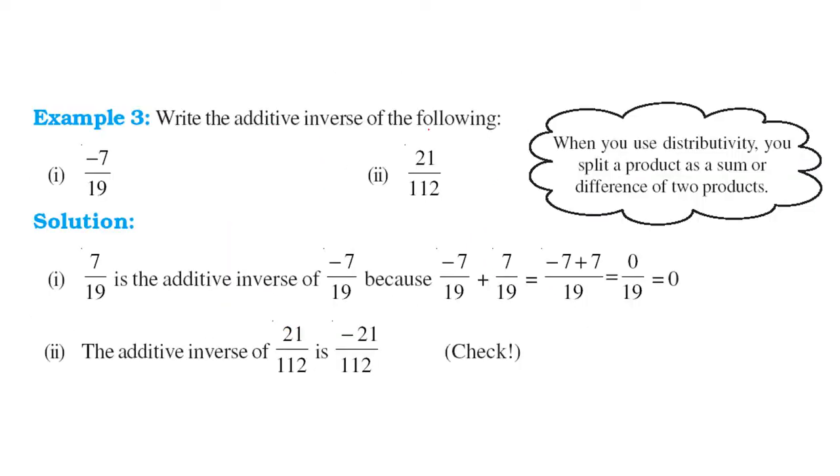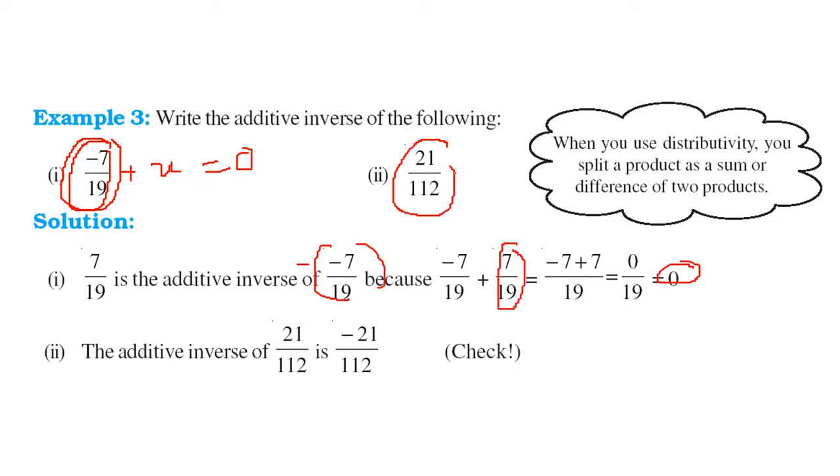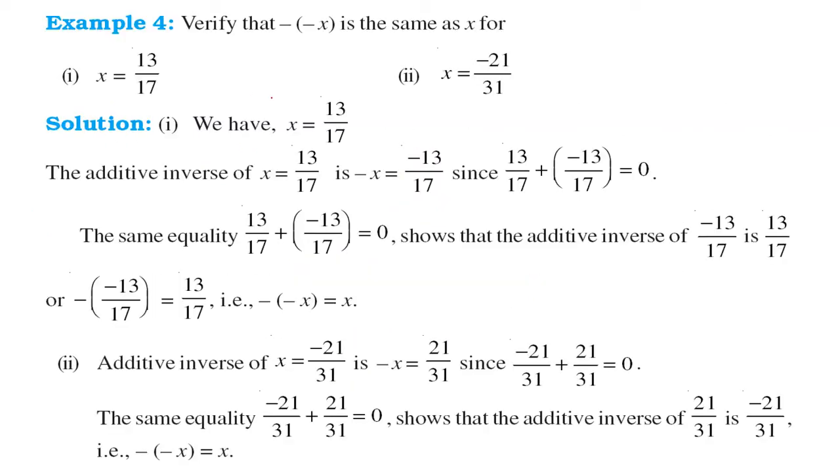You have to write the additive inverse of these. So what are the additive inverses? The additive inverse is simply minus 7 by 19. When you add this with some x, you ought to get 0. For that, you just have to take the negative of this. Minus of minus is plus, so plus 7 by 19 will give you 0. Again 21 by 112, the negative of this is minus 21 by 112, and these two being added will give you 0. You have to verify that minus of minus x is the same as x for this.